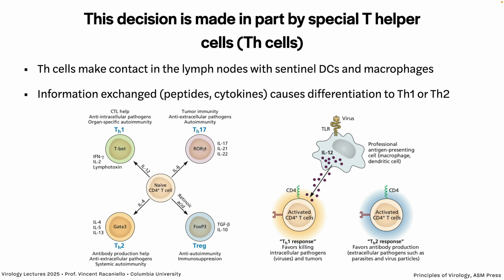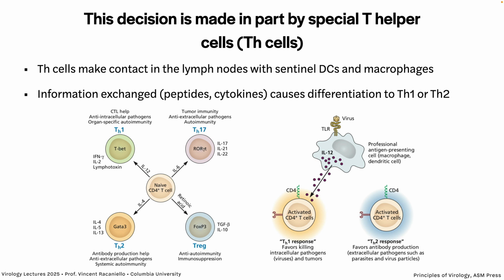So here, for example, is a naive CD4 cell. It can be induced to make IL-6, which would be valuable for certain kinds of pathogens and tumor immunity. It could be induced to make TH1. Remember, we talked about that before, which helps make CTLs. It can be induced to make IL-4, which would make it a TH2 cytokine for antibody production, and even regulatory T cells to keep everything in check. So it depends on which cytokine is given to the CD4 cell. So that's what these are.